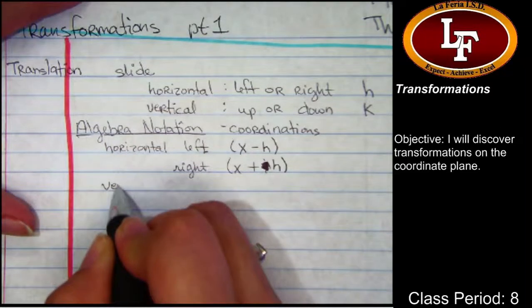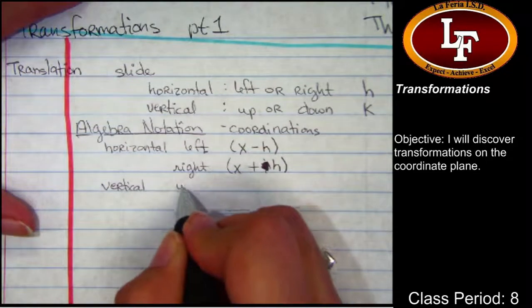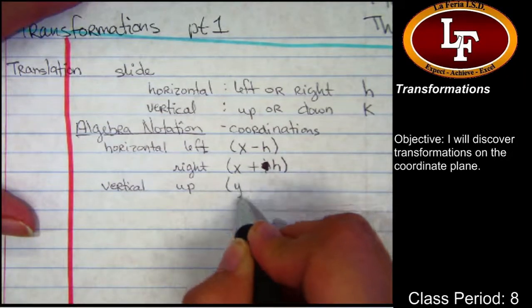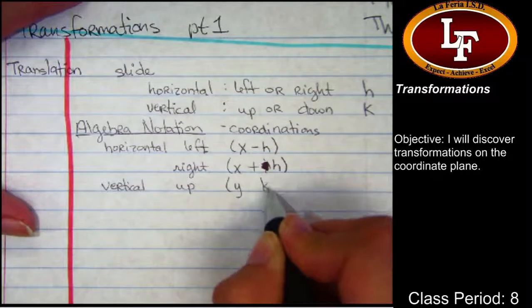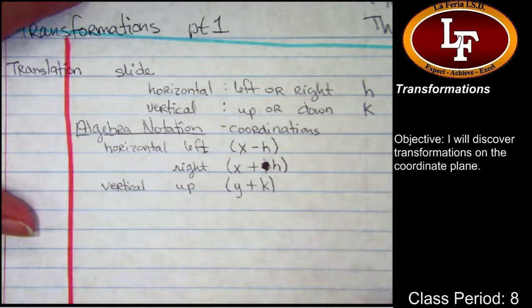Let's look at the notation for vertical. And let's talk up first. You're going to change the y-coordinate, and you're going to do something to it with the k. To go up, you add.